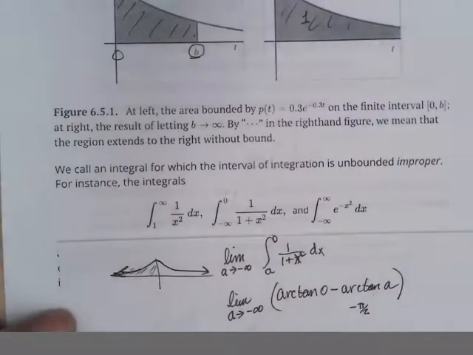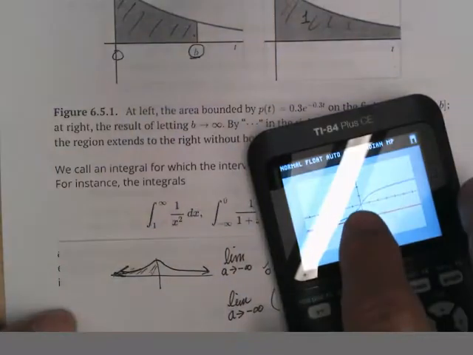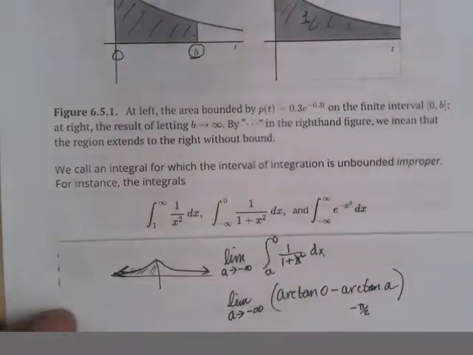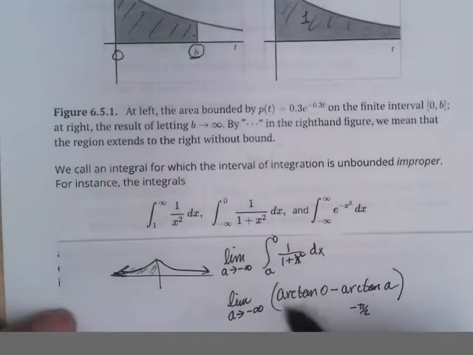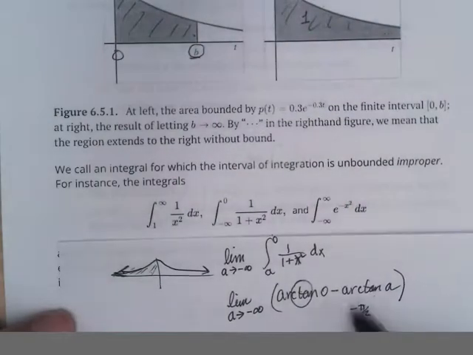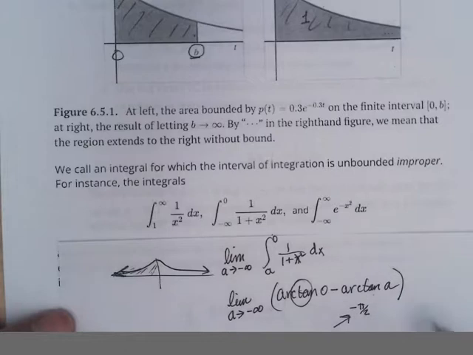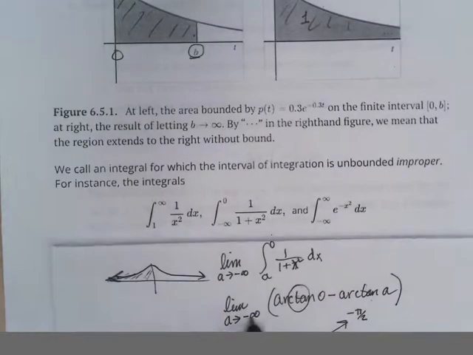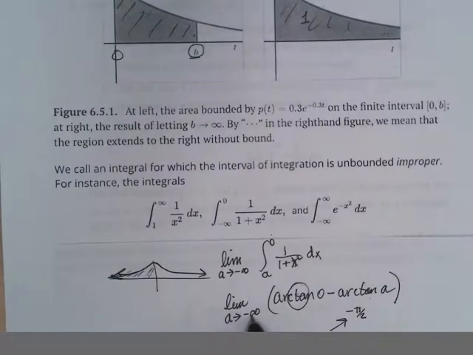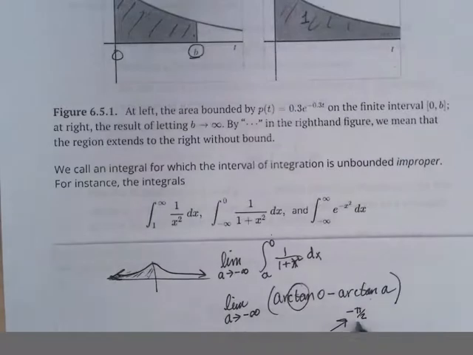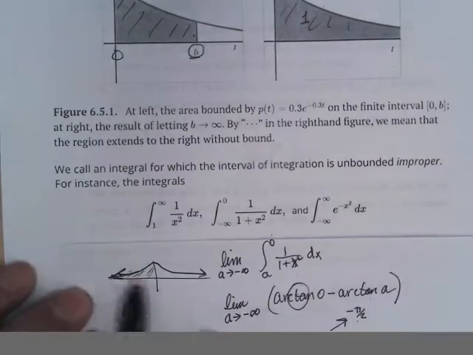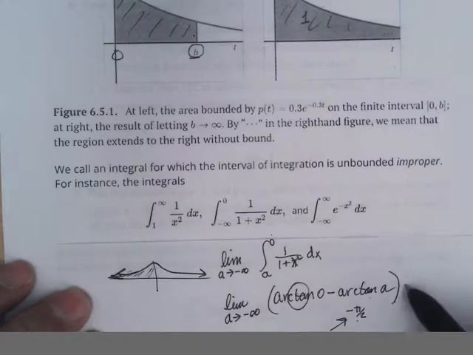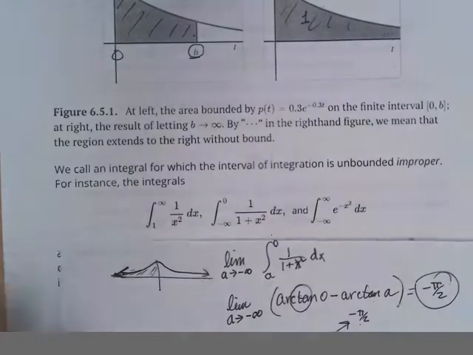And arctangent of 0 is 0. So this is 0, and this approaches negative pi over 2 as a gets very small, goes to negative infinity, and so this area under the curve is negative pi over 2.